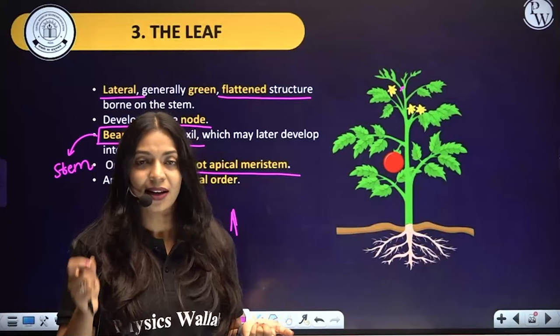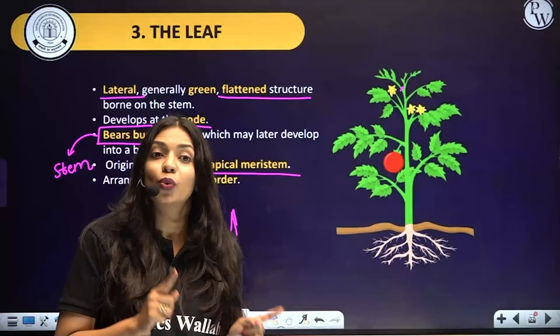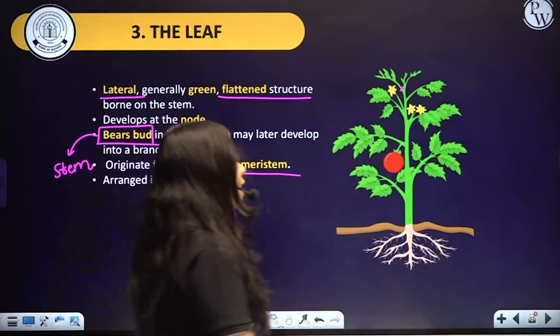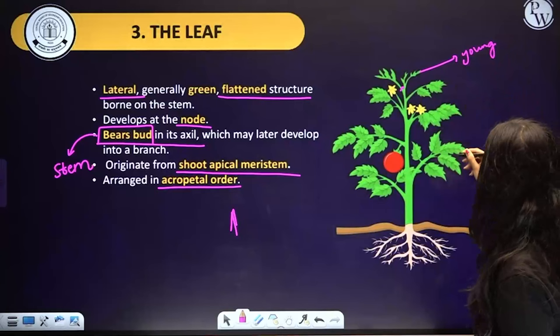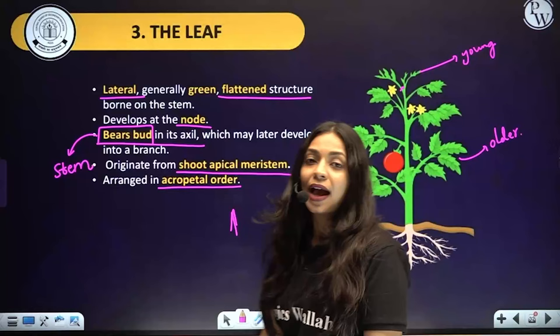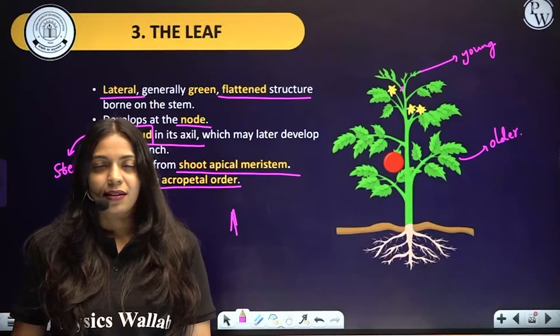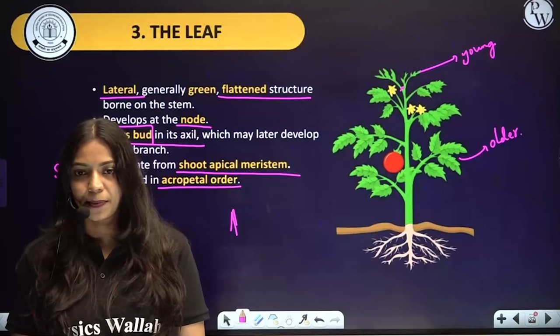So these leaves arise from the shoot apical meristem, and they are arranged in acropetal order. What does that mean? At the tip, you will find young leaves, and below towards the base, you will find relatively older leaves. That is what is meant by acropetal succession or acropetal order. This is common in all plants. The younger leaves are at the tip and the older ones are towards the base. Is that clear?